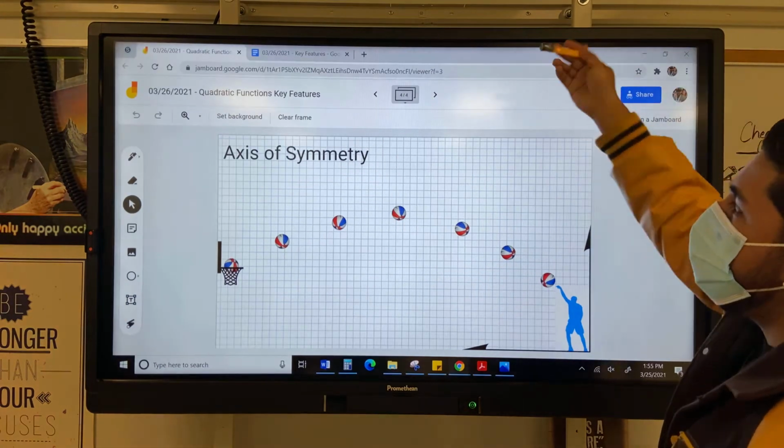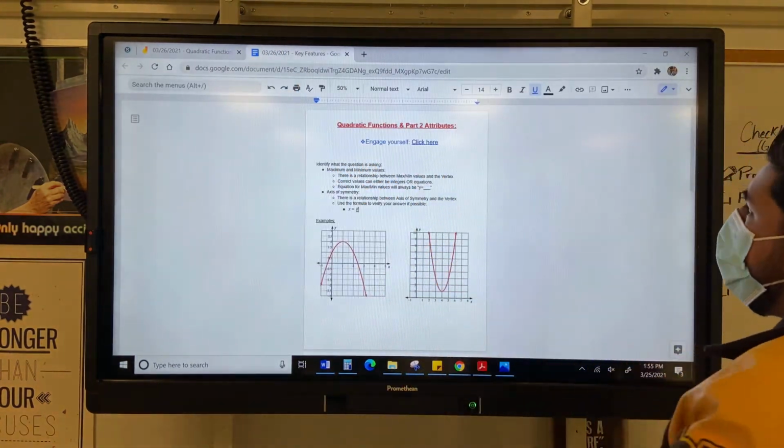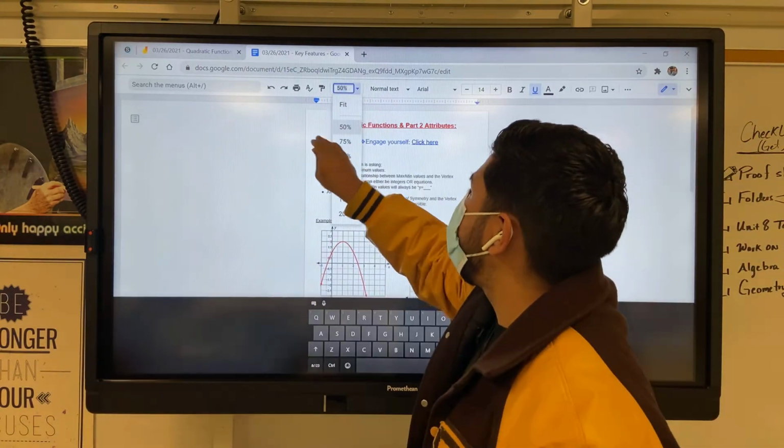Let's jump into the notes. Pretty cool. I'm going to keep doing that little engage yourself thing, just because it's a little fun and gets you a little distracted.